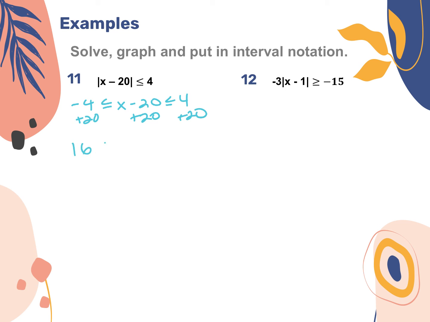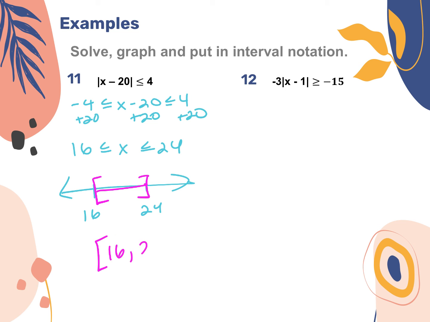So I'd get 16 is less than or equal to x, which is less than or equal to 24. Number line, just do the 16 and the 24. You don't have to do all the stuff in between. Bracket on each, shaded in between, and my interval notation looks just like that. 16 to 24 with a bracket on each.